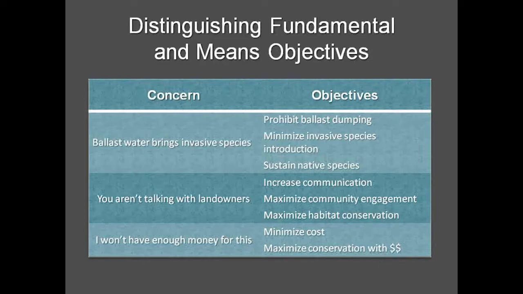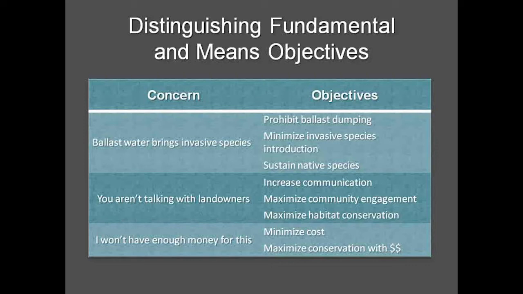Okay, when I look at this, prohibit ballast dumping, well, I'm going to ask the why question. Why do I want to prohibit ballast dumping? Well, if I prohibit ballast dumping, then that might minimize the number of invasive species that are introduced into my lake, let's say. Okay, all right. So prohibiting ballast dumping is a means to minimizing invasive species introductions.